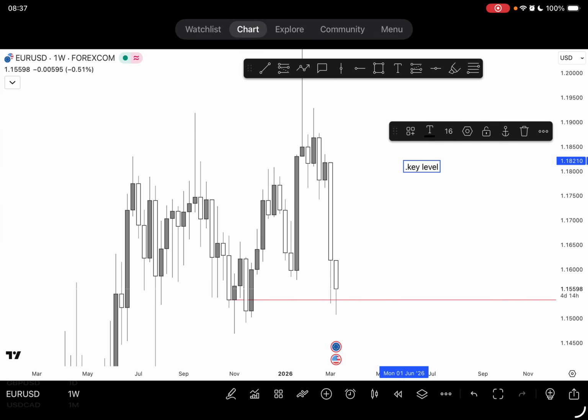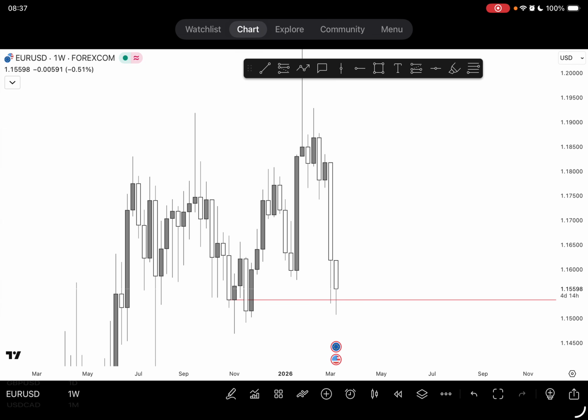Before, when we started liquidity, I said price moves from one liquidity point to another liquidity point. Everything that you see on your chart are all liquidity points. It doesn't matter if it's a high, a low, an FVG, or a key level. So you're supposed to understand what I want to treat next: key level liquidity.